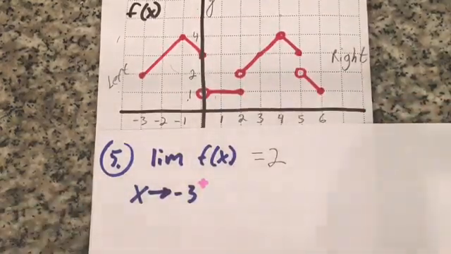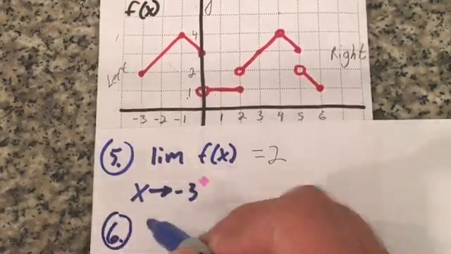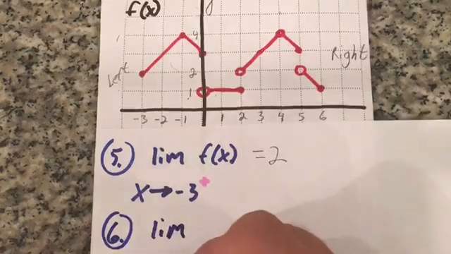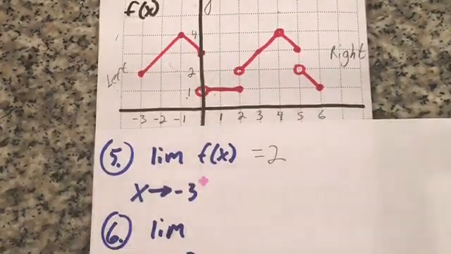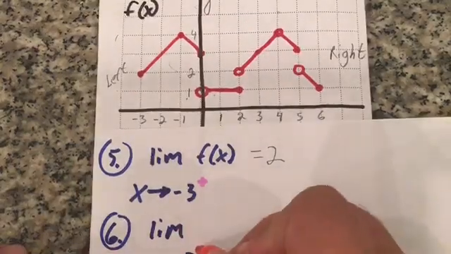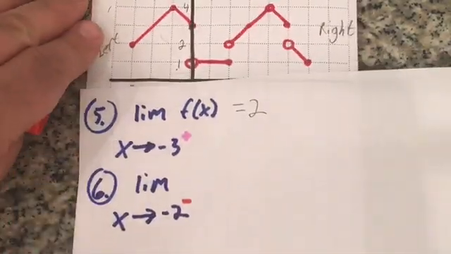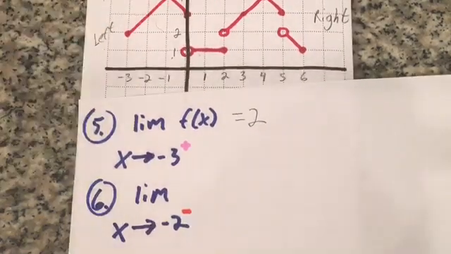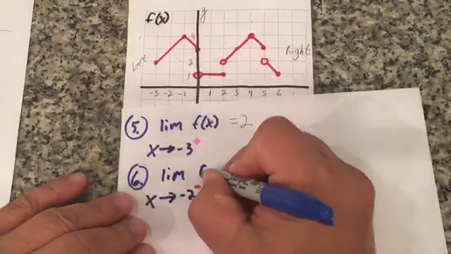So let's try another one. Number 6. What's the limit as x approaches -2? But this time, I'm going to put a little negative up there where the exponent is. So that means I'm approaching -2 from the left. I have to put in the statement, that's the graph f of x.